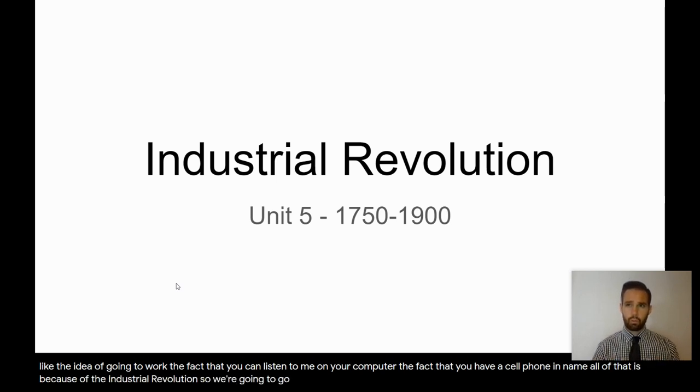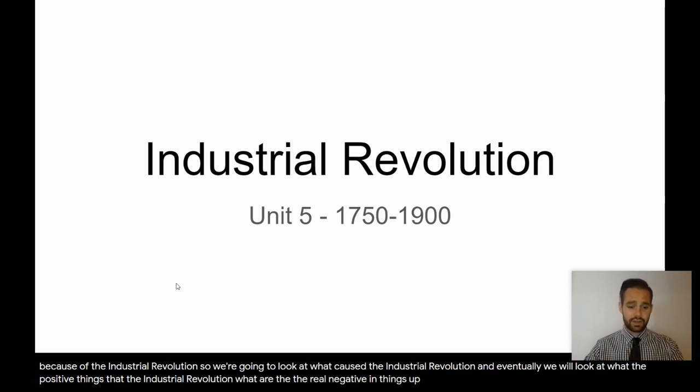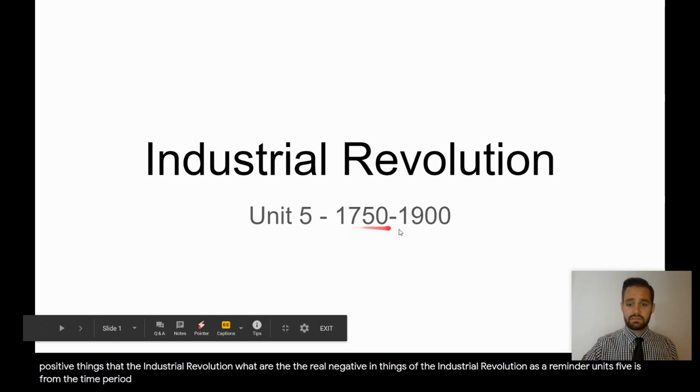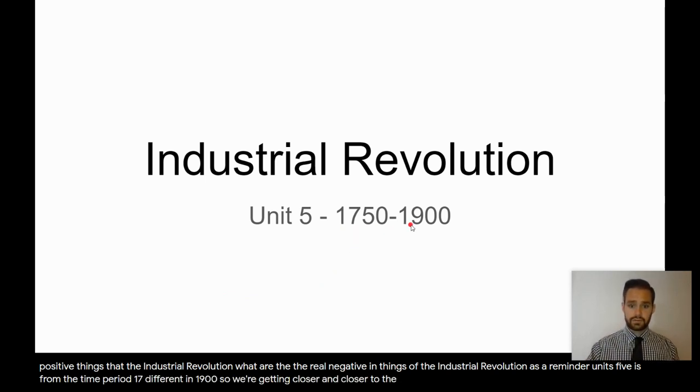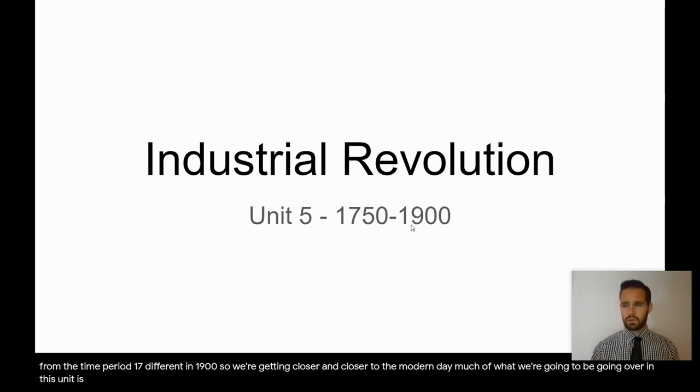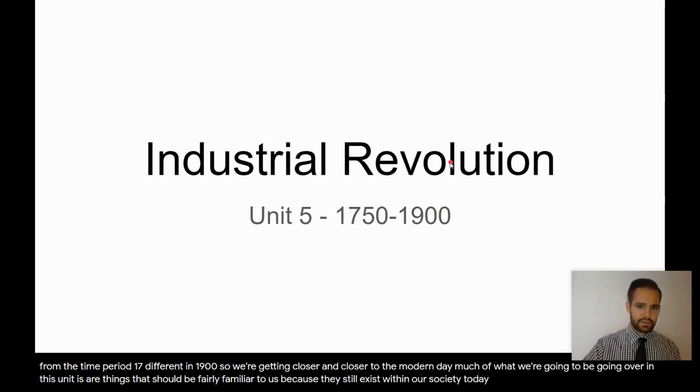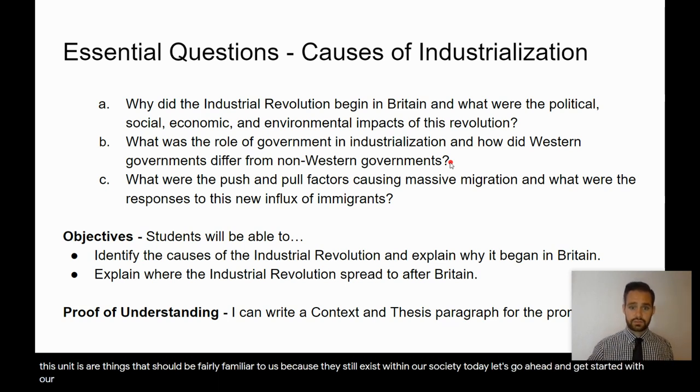So we're going to look at what caused the Industrial Revolution, and eventually we'll look at the positive things of the Industrial Revolution and the real negative things of the Industrial Revolution. As a reminder, Unit 5 is from the time period 1750 to 1900, so we're getting closer and closer to the modern day. Much of what we're going to be going over in this unit should be fairly familiar to us because it still exists within our society today. Let's go ahead and get started with our essential questions.